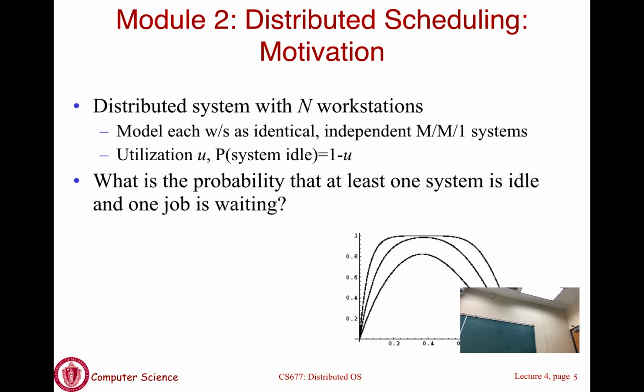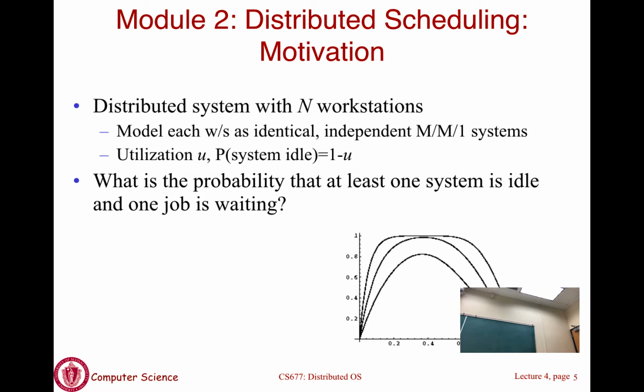Job waiting means the job has arrived at a machine that's actually heavily loaded, so it's just waiting to run. You are going to get benefits of distributed scheduling when both of those events are simultaneously true. A job arrives at a machine and it has to wait because the machine is loaded, but there is some other machine in the system that is lightly loaded or has no load, so you can move that job there and run it. So distributed scheduling makes sense only when both of those events are true.